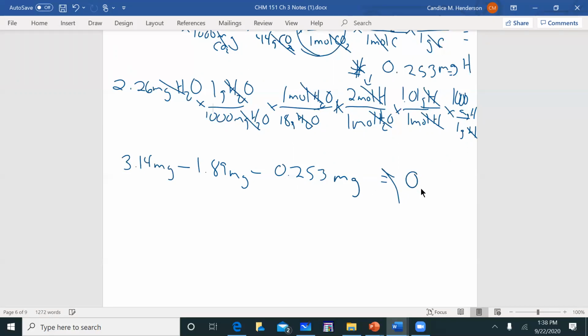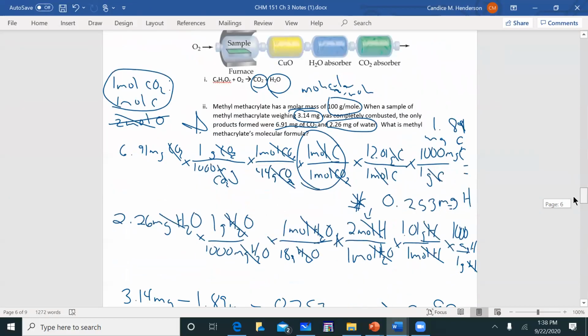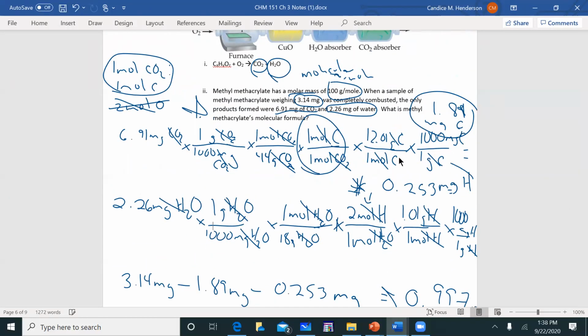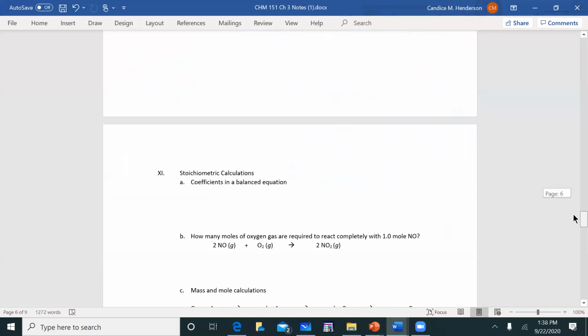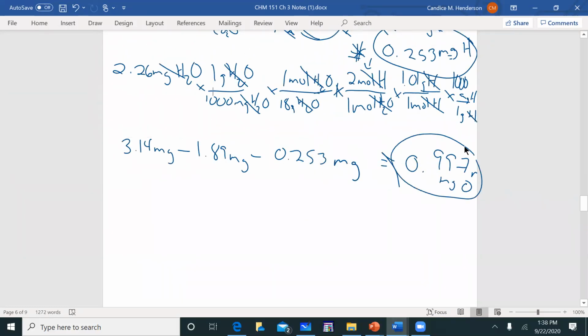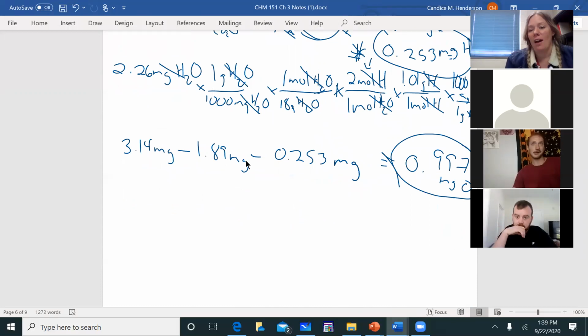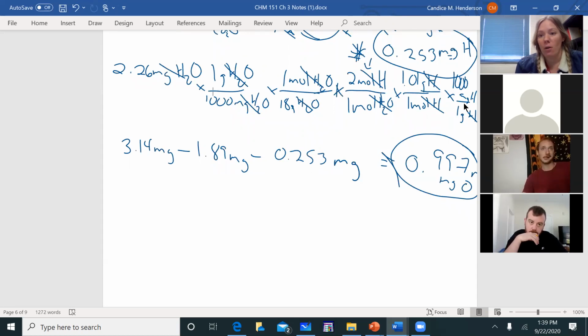So we get 0.997 milligrams of oxygen. So now I have milligrams of carbon, milligrams of hydrogen, and milligrams of oxygen. Now I can start the problem. Okay, so that's the new part of it. And that's a little bit of stoichiometry, which we're going to go over more in depth later, but going from one thing to another thing through mole relationships.